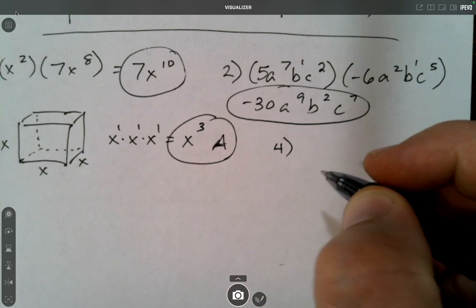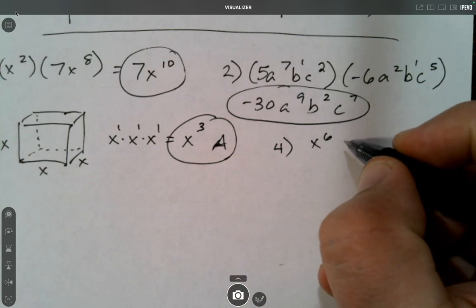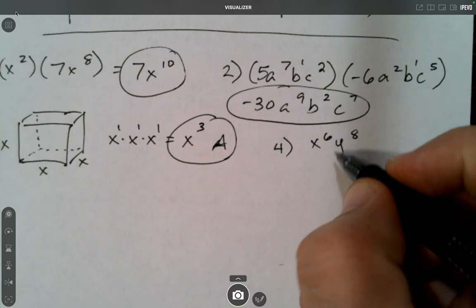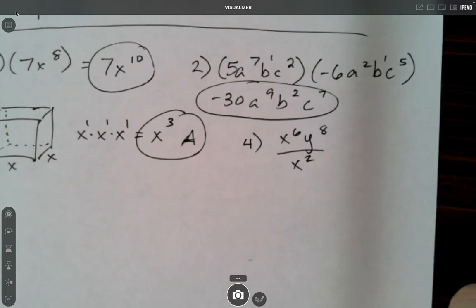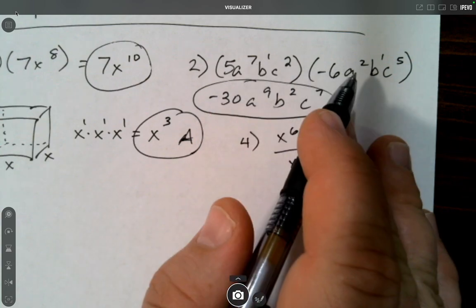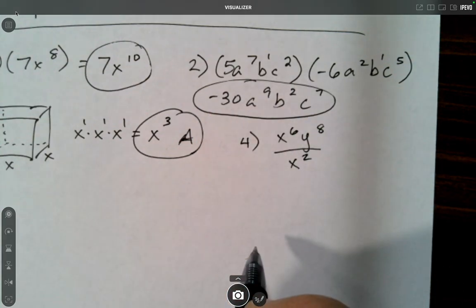Number 4, we're told to simplify, and we're told to assume that no denominator is equal to 0. That won't really change anything. So remember, like up here, when we were multiplying, we added the exponents. When we're dividing, we subtract the exponents.